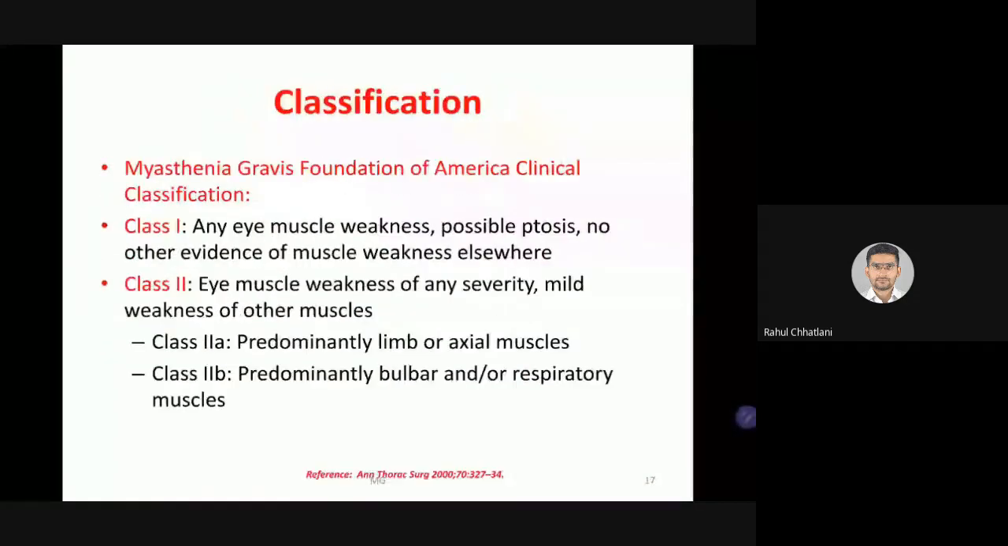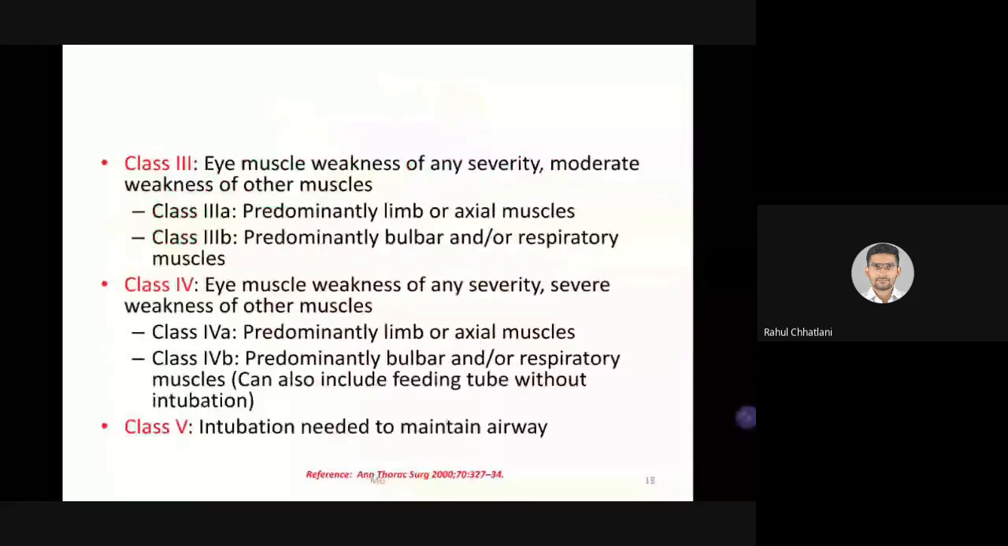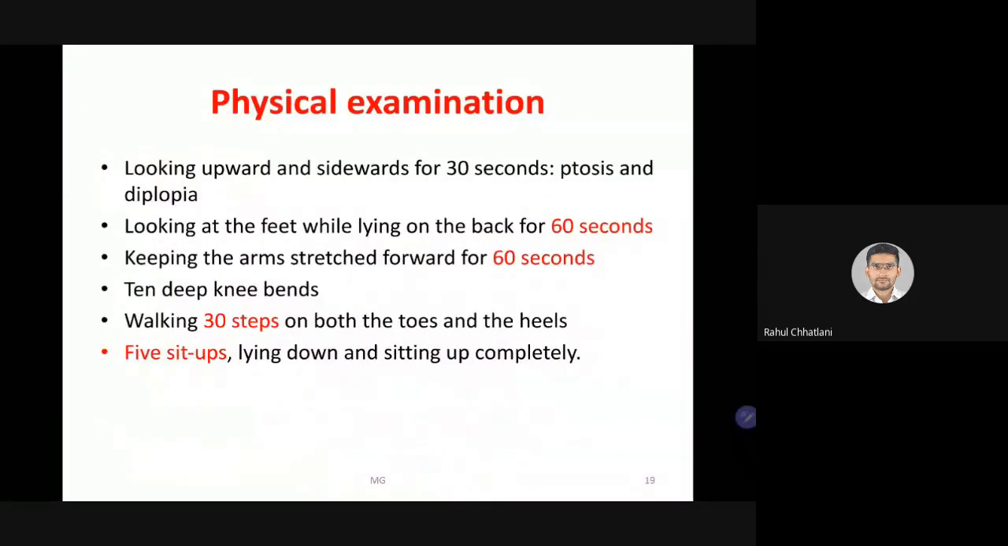Starting from classification today, we saw class 1, class 2, 3, 4, and 5. 2, 3, 4 are only based on mild, moderate, and severe involvement. And furthermore, A and B of the same 2, 3, and 4 is divided for which muscles are involved, may it be bulbar or respiratory or limb or axial muscles. Yes. After that, we saw about the physical examination.